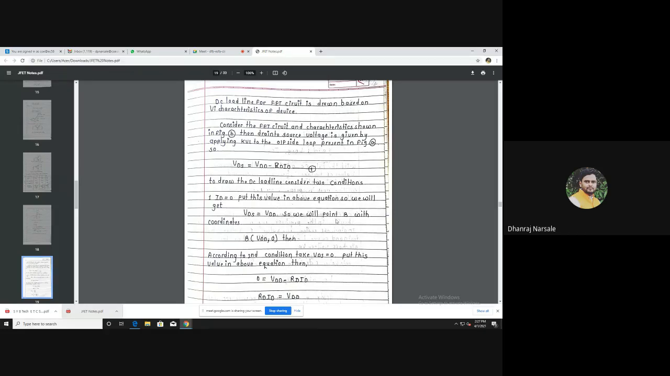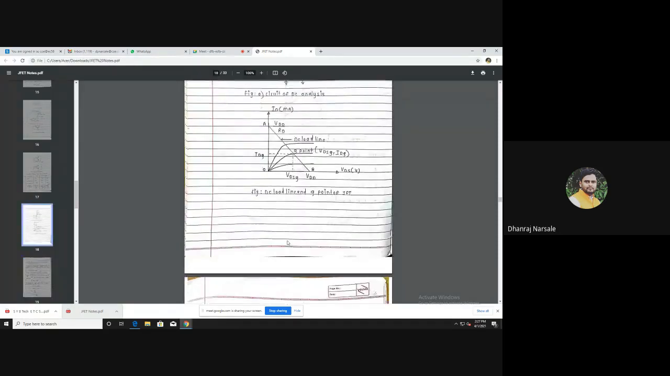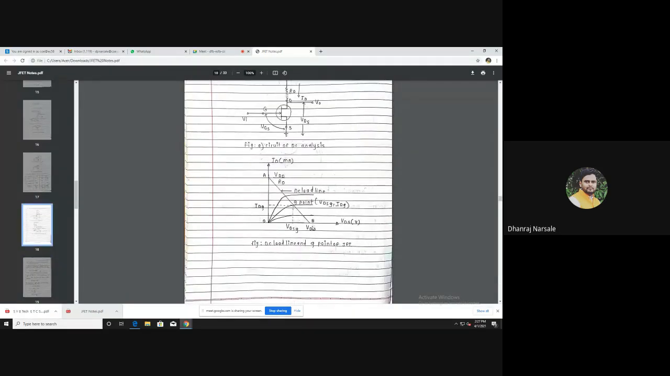ओके, सो we will point B with coordinates. आता आपला जो क्वेश्चन पॉइंट आहे त्याचे कोऑर्डिनेट्स काय असणार आहे, एक तर VDS आणि ID असणार आहे. मग ID ची व्हॅल्यू काय झाली, 0 झाली. VDS ची व्हॅल्यू काय झाली, VDD झाली. मग B पॉईंटचे कोऑर्डिनेट्स काय येणार आहे इथं बघा. जो B पॉईंट आपल्याला आलेला आहे त्याची VDS ची व्हॅल्यू VDD आहे.